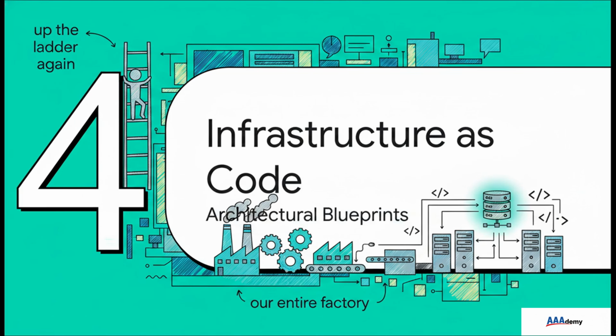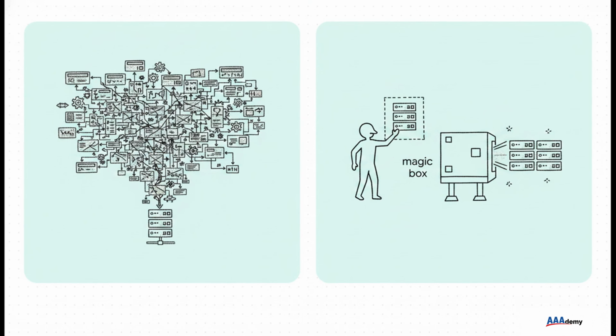Moving right along to Section 4, Infrastructure as Code. Infrastructure as Code, or IAC, is all about treating your hardware setup exactly like software. And to really master it, you have to understand the sharp contrast between the declarative model and the imperative model. In the older imperative model, you had to write out the exact painful step-by-step instructions to build your setup. But modern IAC relies heavily on the declarative model. With this, you simply declare your desired final state.